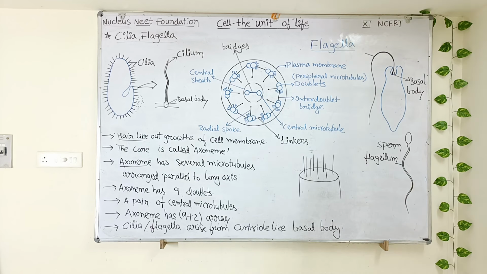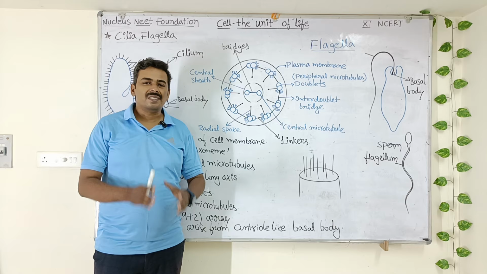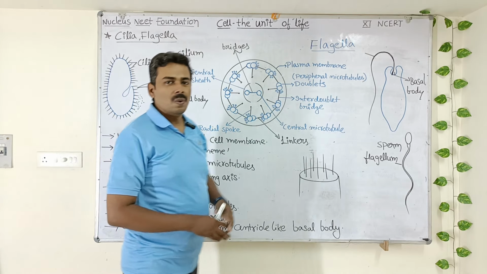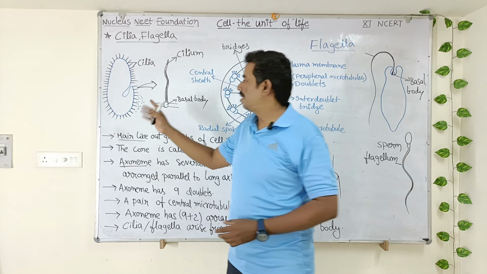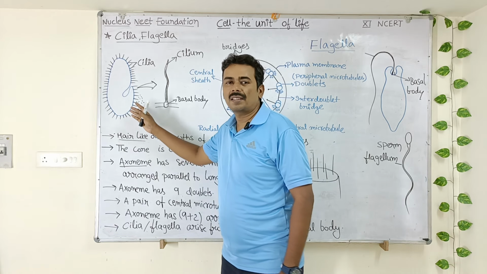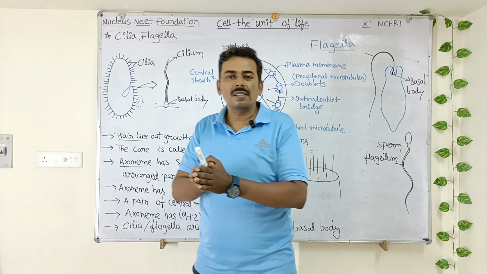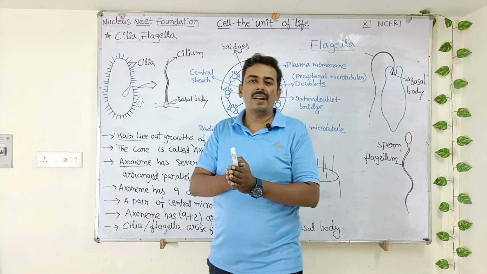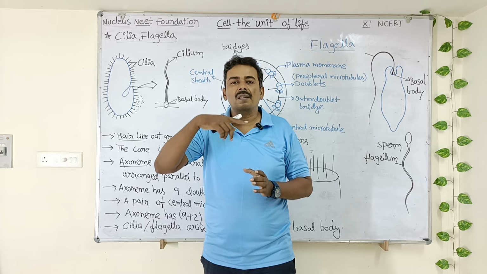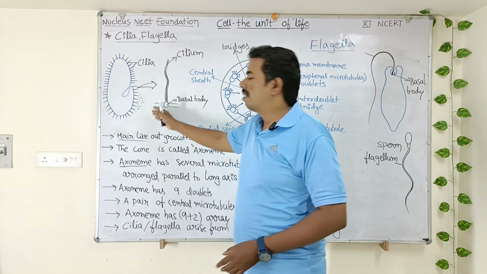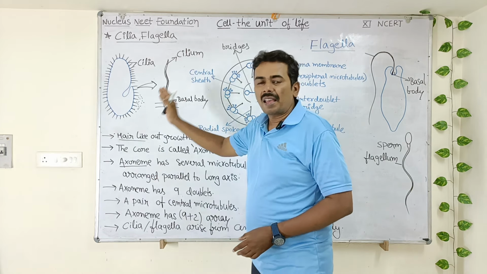Students, now we will discuss the structure of cilia and flagella. What are cilia? Cilia are the locomotory cell organelles we can see in paramecium, and also in the columnar epithelial cells of the respiratory tract, which remove the particles that accumulate in the windpipe. These cilia are hair-like structures which arise from the plasma membrane.